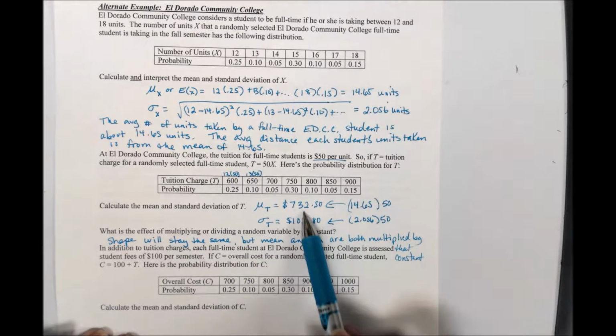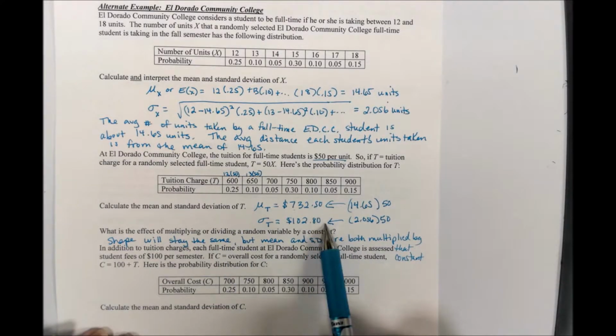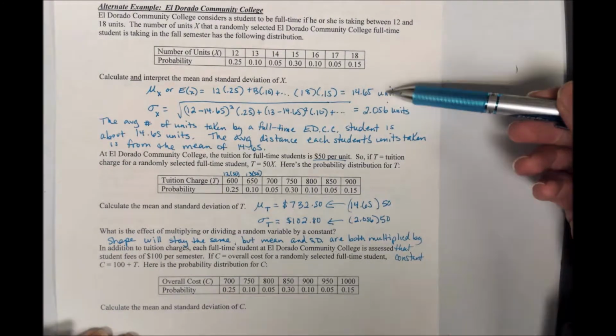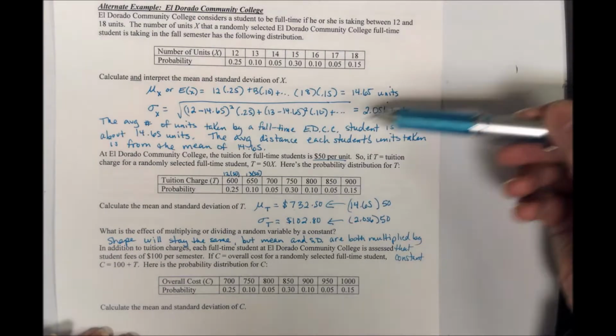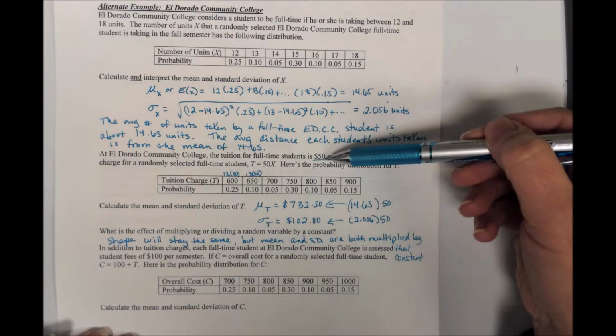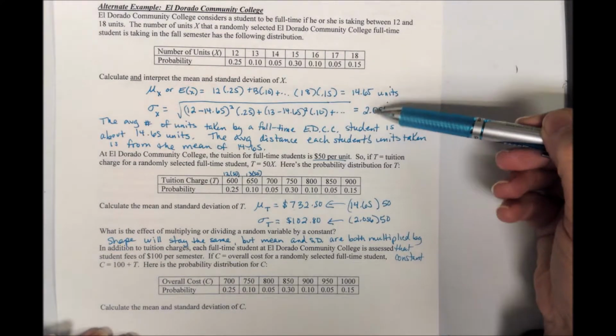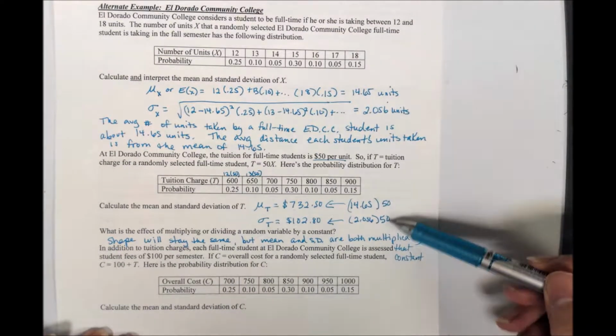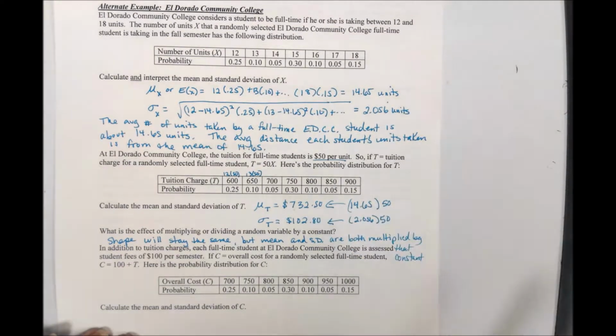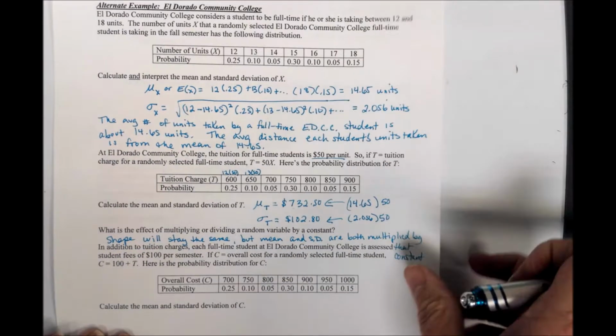I just did that so that I could remind you how to do it. But this would have been the quicker way. If I had it for the individual units and I know the transformation is multiplication, I can just take my mean and standard deviation from that distribution, multiply it by that 50, and I get my new mean and standard deviation quickly. Okay, so we're going to do an addition transformation.